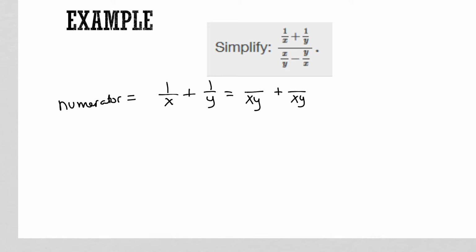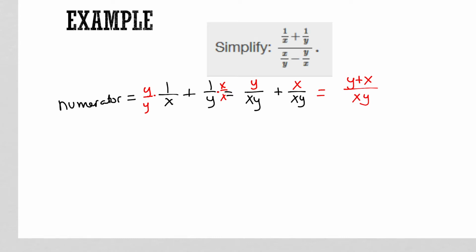Okay, so what do we have to multiply this guy by to get xy in the denominator? We have to multiply by y/y. For this guy, we need an x in the denominator, so we need to multiply by x/x. So we end up with y plus x. Now we have a common denominator, so we can go ahead and add the numerators. So that's what our numerator is now. It doesn't really look much better, but it is simplified.